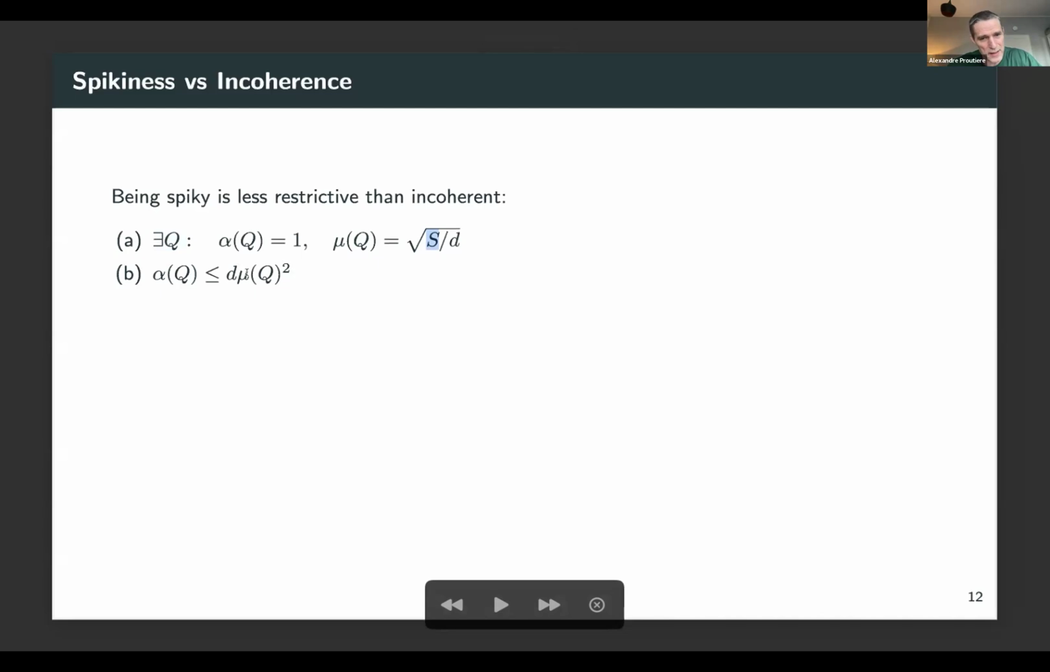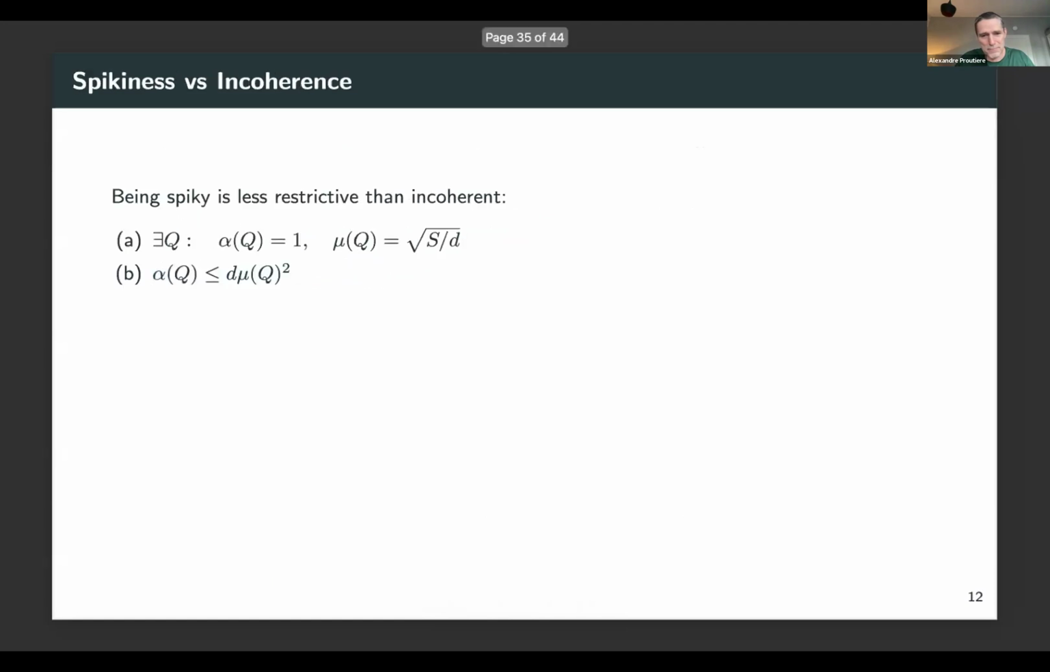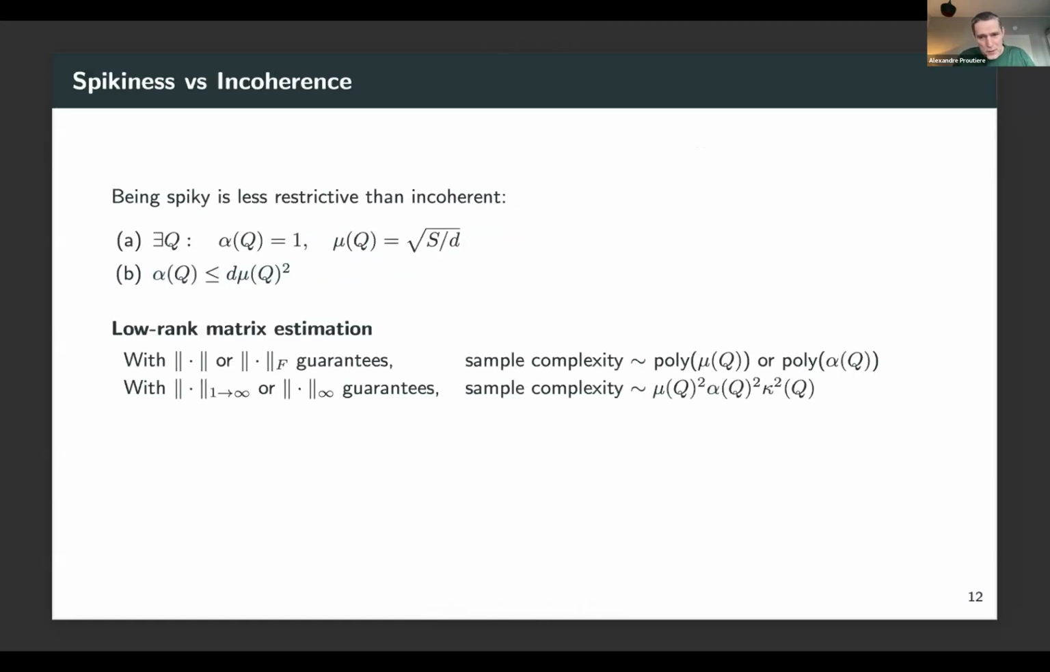And if you are able to actually control the incoherence of the matrix, then you are also able to control the spikiness of this matrix. So being spiky is much less restrictive, and ideally we would like to have guarantees that are only a function of the spikiness and not the coherence of the matrix, while not having any side information or a priori information on the matrix.